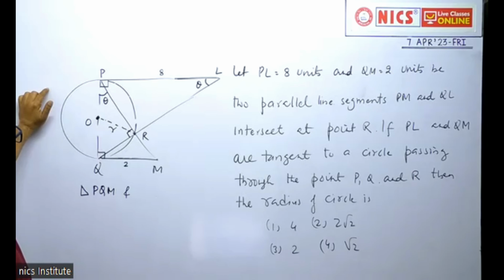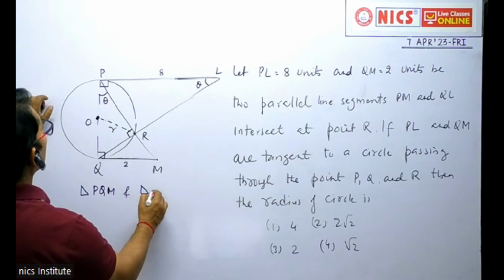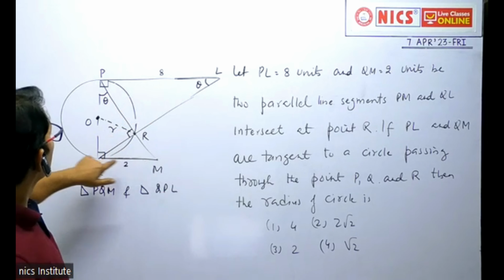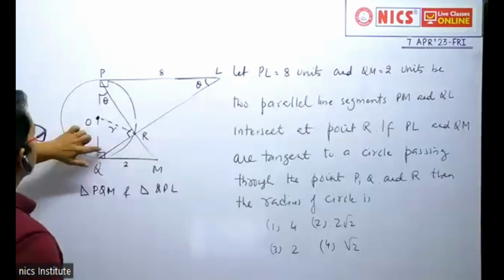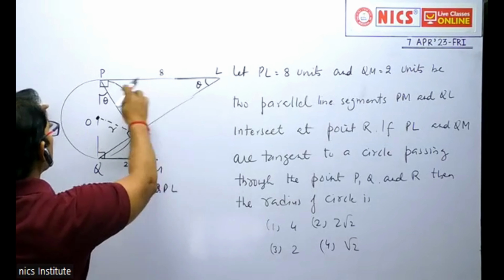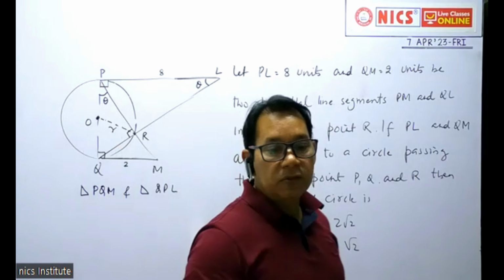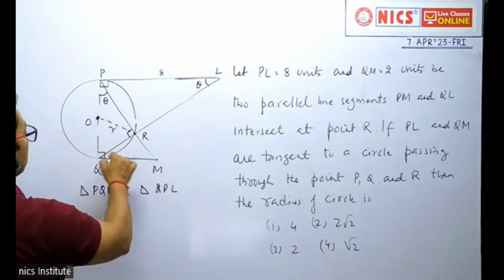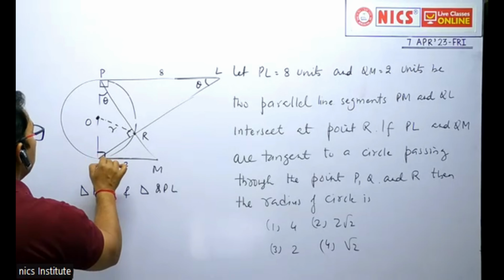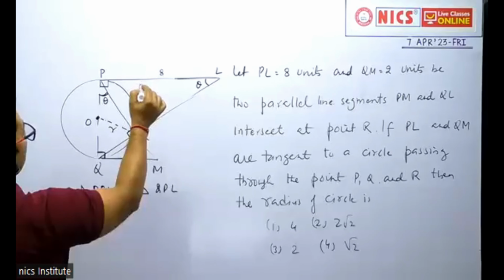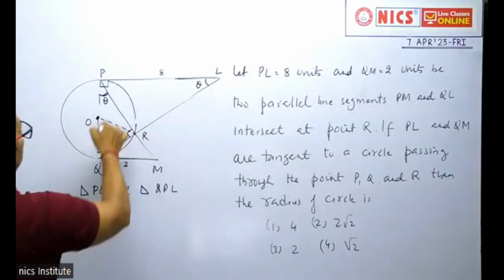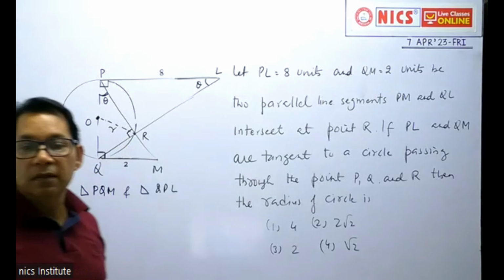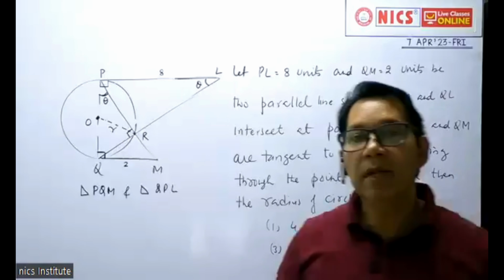Which one? QPL. This triangle, and this triangle. This is theta, this is 90. This is theta, this is 90. So by double edge similarity, these two triangles are similar. Okay. This right angle triangle, one angle is 90, one angle is theta. Then I have another right triangle, which is this. So this angle is 90 and this angle is theta. Both are similar triangles, by double edge similarity.